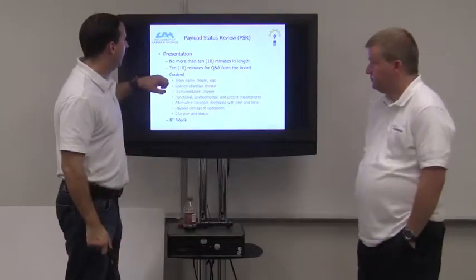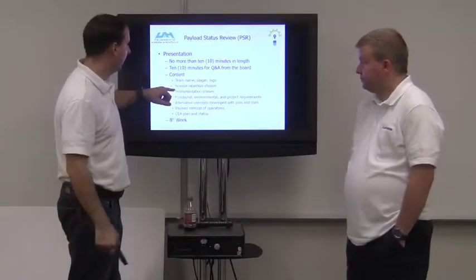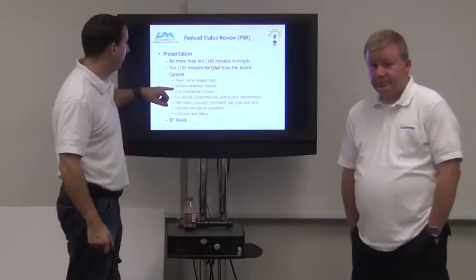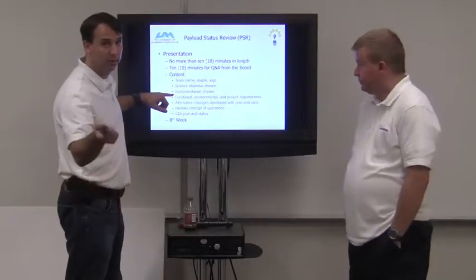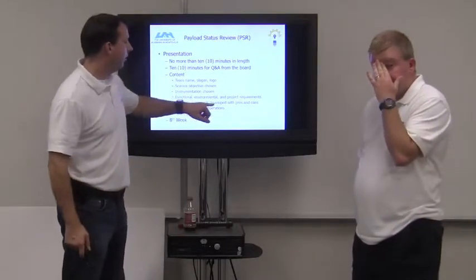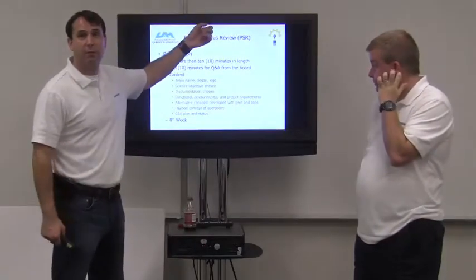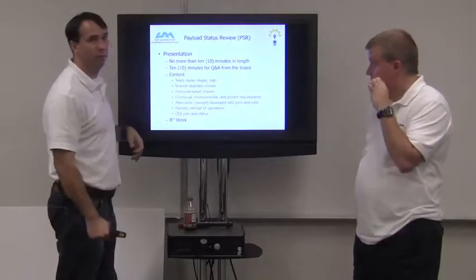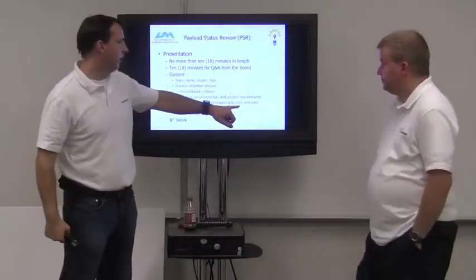And so the content for this, your team name, slogan, and logo, that's from the CEA group. You got to have all that, all your team identity stuff worked out. Science objective that you've chosen. The instruments that you've chosen. This is the design group. Functional, environmental, and project requirements. You should know all this stuff because you turned all these things in for the ICD that you submitted the week before or the Friday before. Alternative concepts developed with the pros and cons.